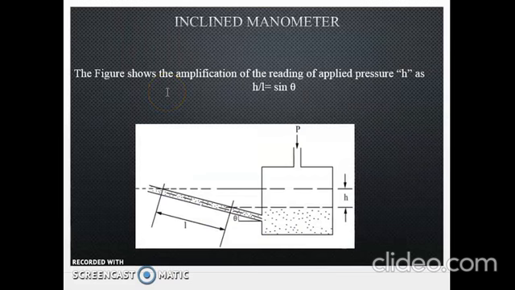Another important manometer that we can use is the inclined leg manometer. As shown in the figure, the inclined leg manometer can be used for obtaining amplification of the reading of the applied pressure, and here the change in height of the manometric liquid is given by H upon L equal to sin theta, or the height H, the rise of manometric liquid in the manometric leg, is given by L into sin theta. Rest of the things are the same for pressure measurement.